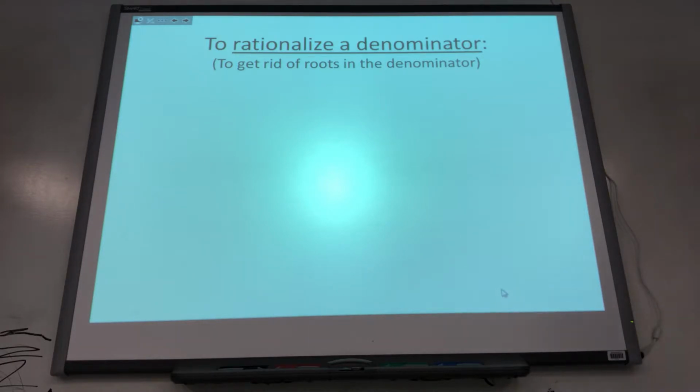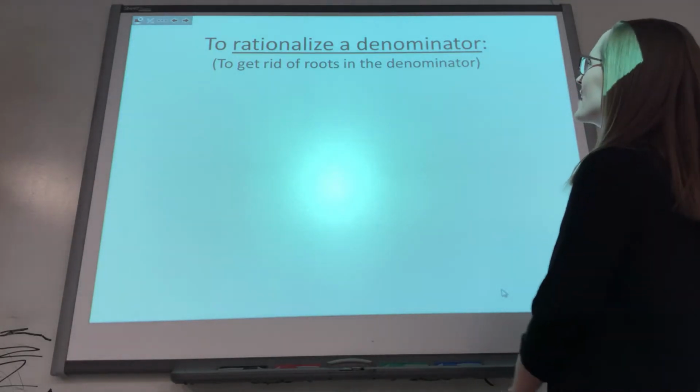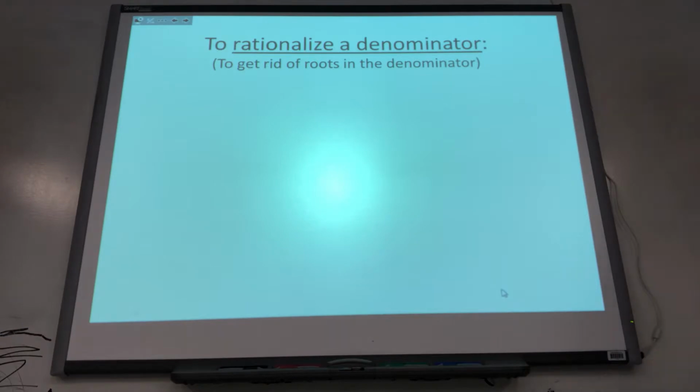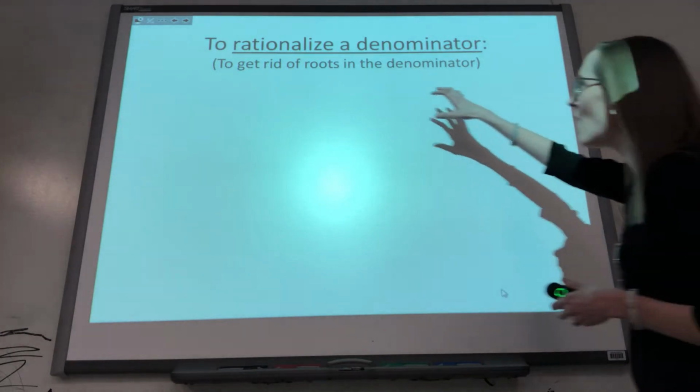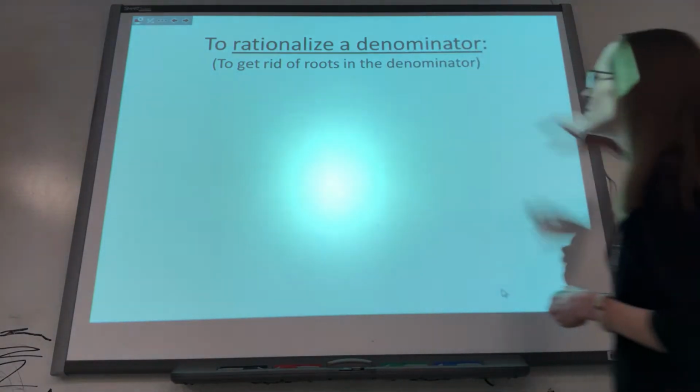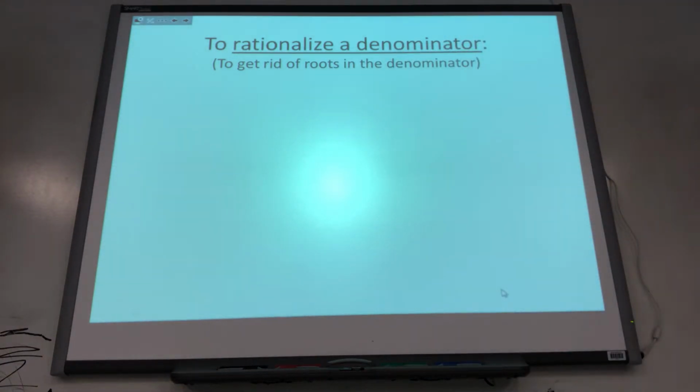All right, to rationalize a denominator. This is the last part, finally, of 6-2. Remember, the goal for rationalizing a denominator is to get rid of roots in the denominator. You don't want to have any more roots, whether it's square root, cube root, none of that, left in your denominator.